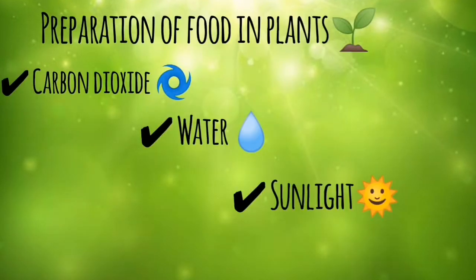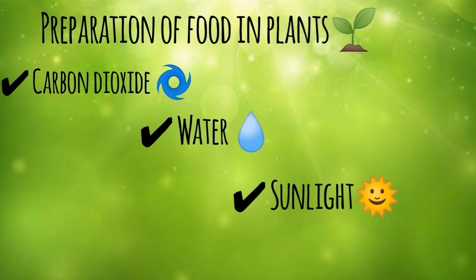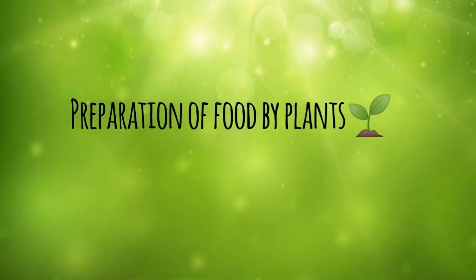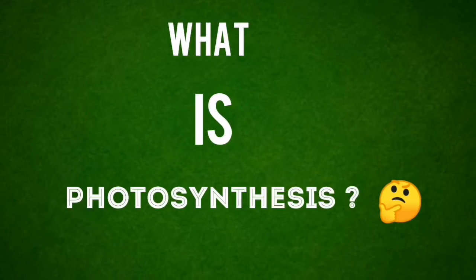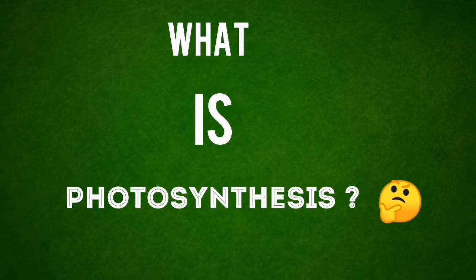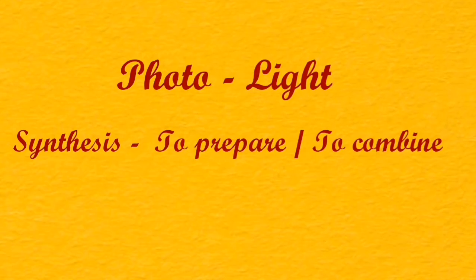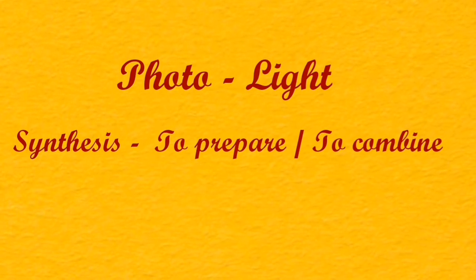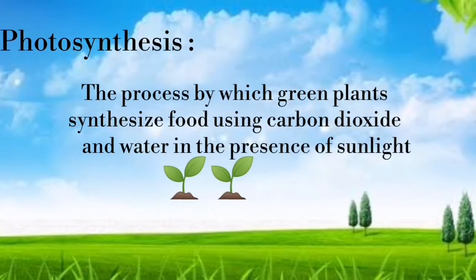Last class we discussed how plants obtain the raw materials like carbon dioxide, water and sunlight from their surroundings. Right. Today we can study how plants prepare the food using these raw materials. What is photosynthesis? It is the name given to the process by which plants prepare their own food. Now, photo means light and synthesis means to combine or to bring together or to prepare. So, how can we define photosynthesis?